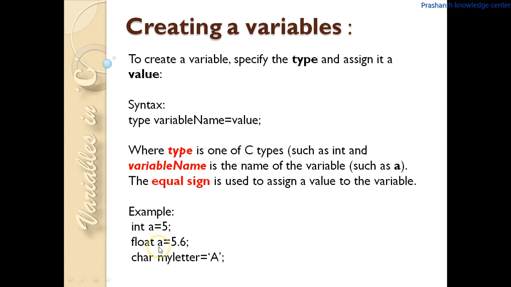In the next example, this variable is assigned 5.6, which means we are using a decimal value, so we are using the float data type. And here char means a character we are taking, and in this variable my letter, we are assigning the capital letter A.